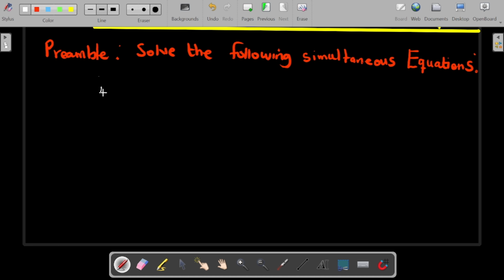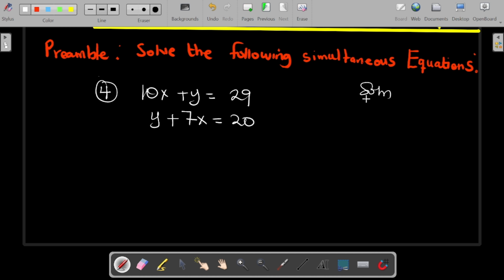So our fourth question will be 10x plus y is equal to 29, and y plus 7x will be equal to 20. Okay, now this is our first equation, this is our second equation. So we need to ask ourselves, what are we finding first? What variable are we finding first?